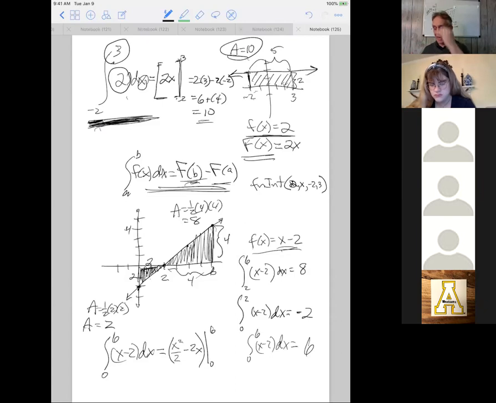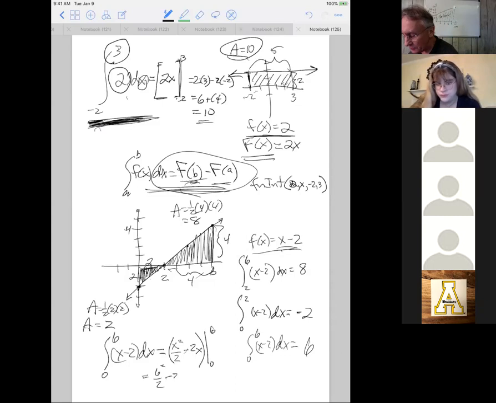Okay? Now notice what we've got here. We plug in 6, we have to do F of b minus F of a. Notice a is 0. x is in both terms, so both terms are going to be 0 when I plug in 0. But let's plug in 6 first. So I get 6 squared over 2 minus 2 times 6. That's F of b minus F of a. They're both 0, so I'm just going to put 0.